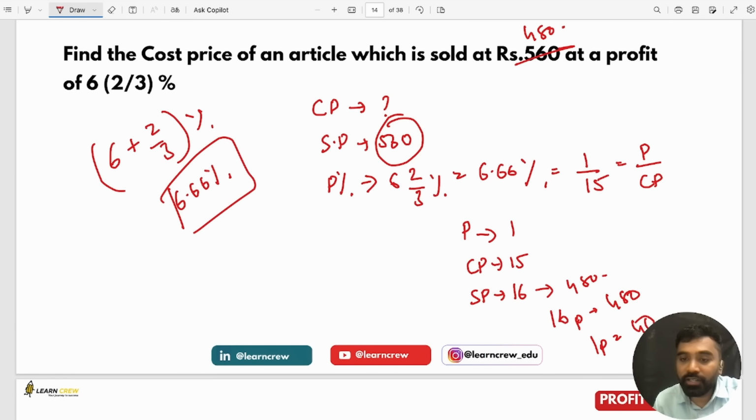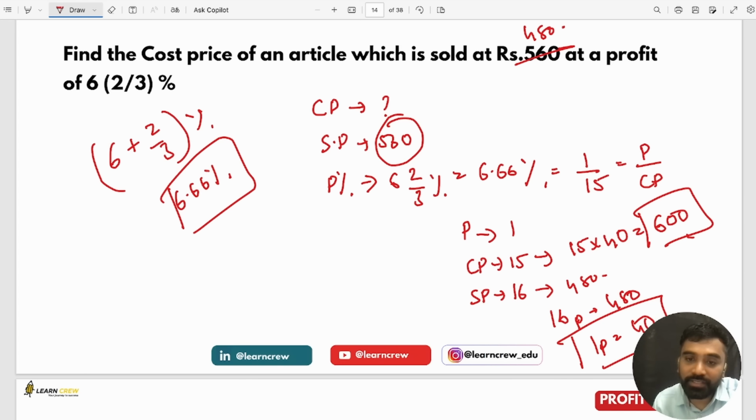One part is equivalent to 30. If one part is 30, 15 parts becomes how much? 15 into 30, that becomes 450. Wait, what is the mistake I'm making? Because this cannot be more. 16 fours are 64. No, 16 threes are 48. Sorry, I took it as 40. Sorry, I don't usually make mistakes. 16 threes are 48. So this becomes 15 into 30, that becomes 450. Cost price was 450, selling price was 480. It's all done. Easy. This is the way you solve this question.